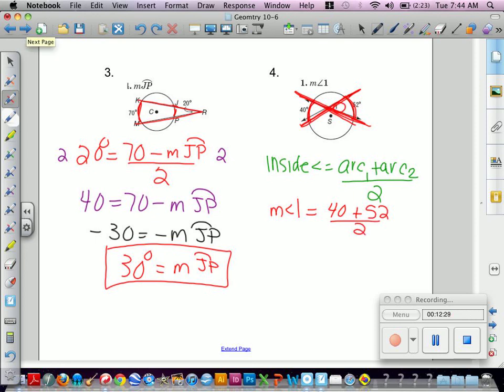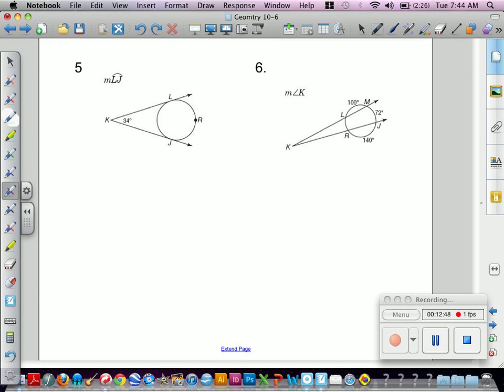And this should be your work, people. You should write 40 plus 52 divided by 2. You shouldn't just punch it in your calculator and write an answer down. So I'm going to add those two together. I'm going to divide by 2. My measure of angle 1 is 46 degrees. We're not going to do number 5. This is like number 2, so we're going to skip this one.